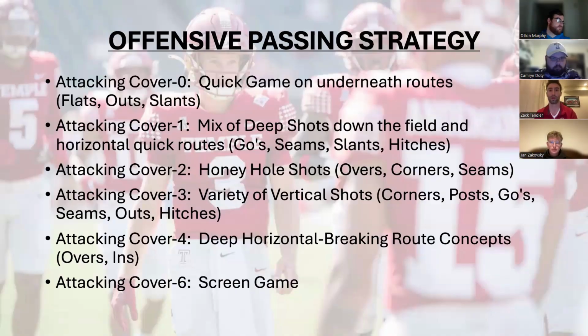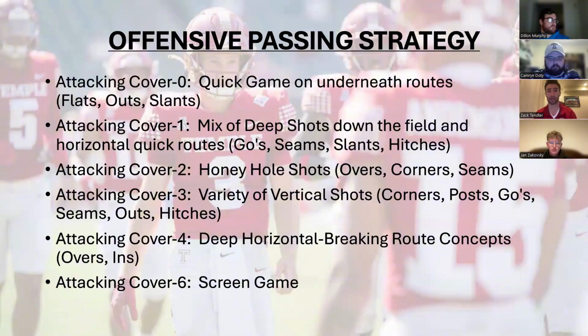Attacking cover one, a mix of deep shots down the field and horizontal quick routes, which also makes sense to attack a man defense. For attacking cover two, every offense is looking for those holes behind the corner and in front of the safety, which a lot of people call the honey hole shots. So especially corners and overs would really work well, and even seams that get behind the linebacker and in front of the safety. All those would work well for attacking cover two.